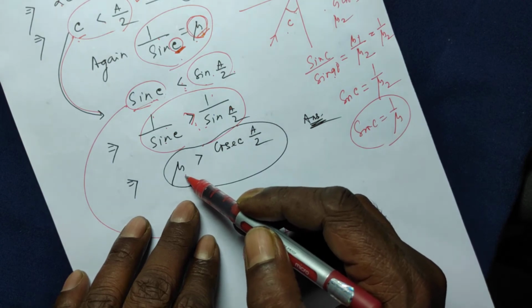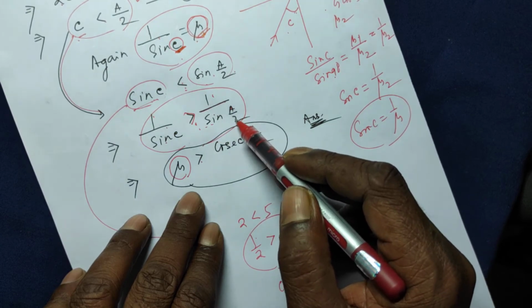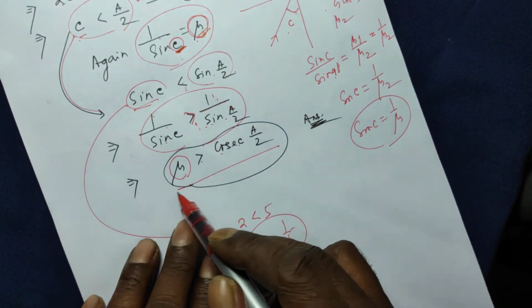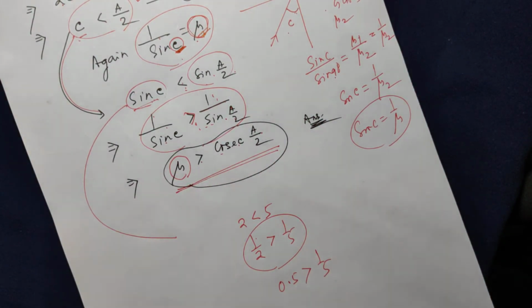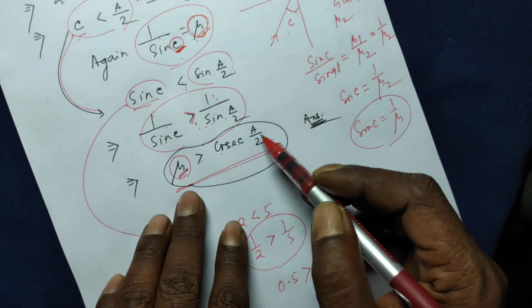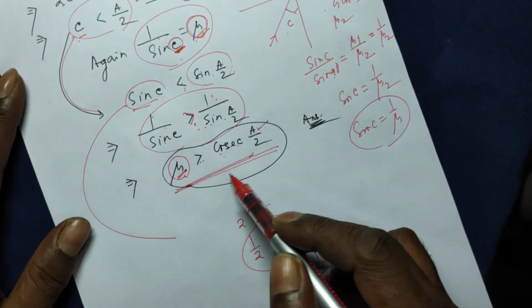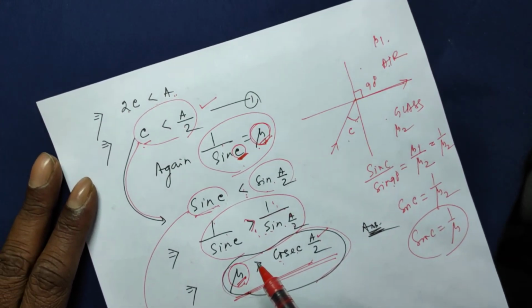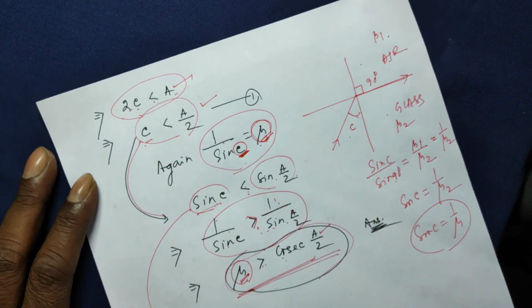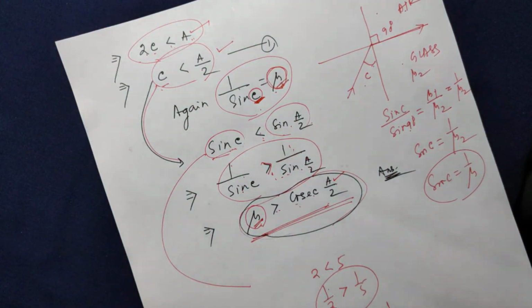And 1 by sine C, I just explained how this is mu. So mu is greater than 1 by sine A by 2. 1 by sine theta is cosecant theta, so it will be cosecant A by 2. So this is the condition for no emergence of light, where mu is the refractive index of the prism, A is the angle of the prism, so mu should be greater than cosecant A by 2. This is what you have to remember, this part, and also this part: 2 times the critical angle should be less than the angle of the prism. These two conditions you have to remember.